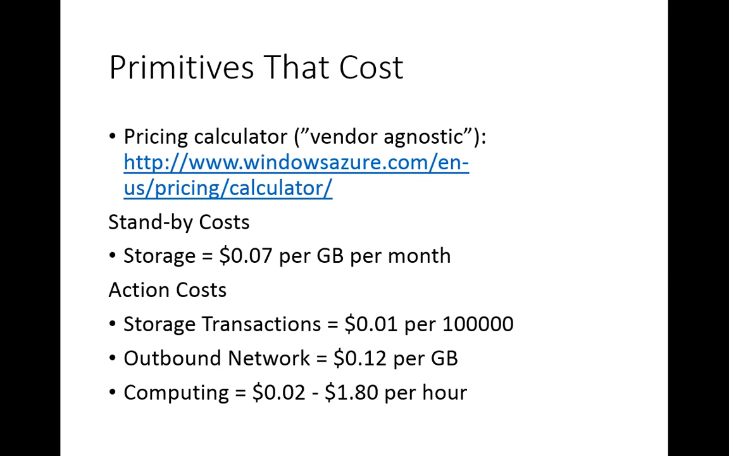Then the action costs that occur when something is done in the cloud are as following on a primitive level. Storage transactions, which equal $1 per 100,000 transactions. Outbound network is $12 per gigabyte, and computing depends on what size of instance or resource is used. It's from 2 cents to 1.8 US dollars per hour, and then it goes upwards if licensing or bigger instance combinations are getting used.